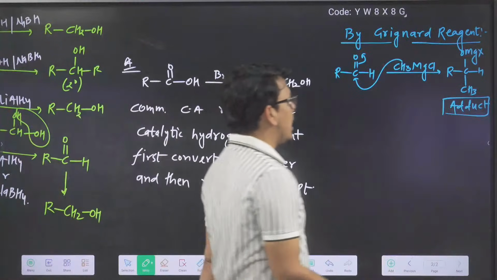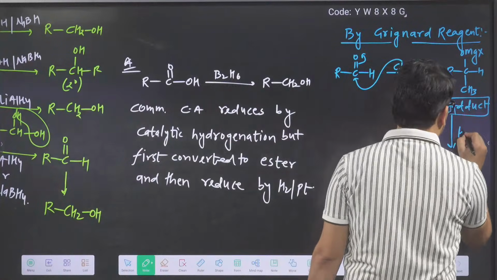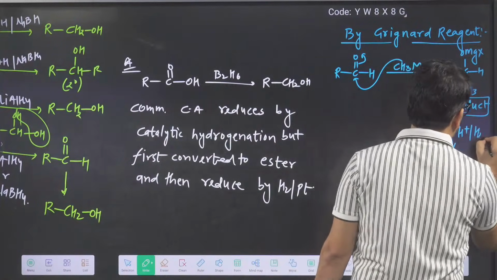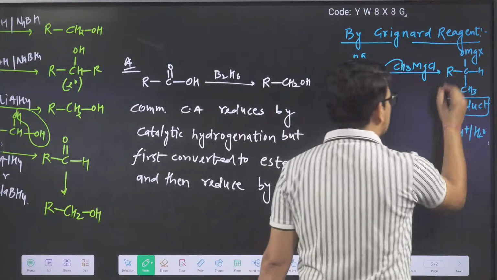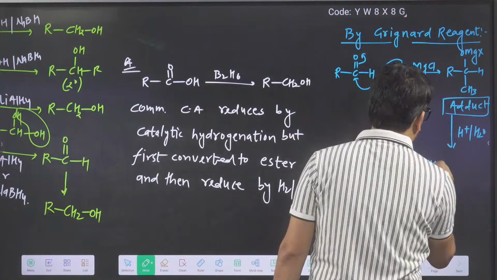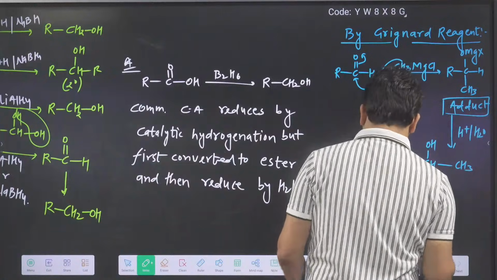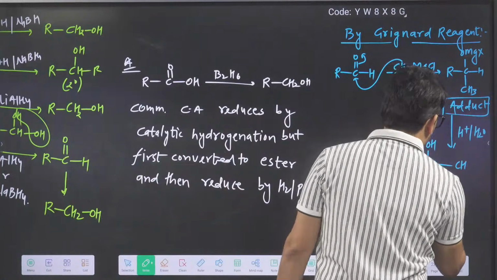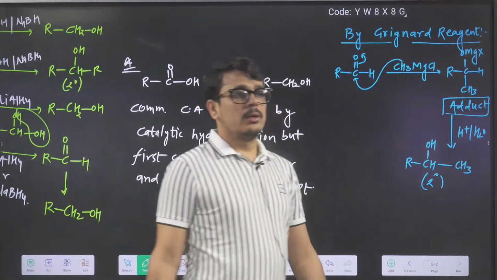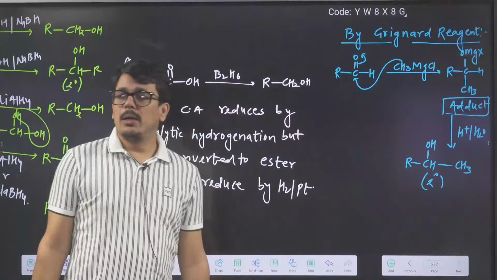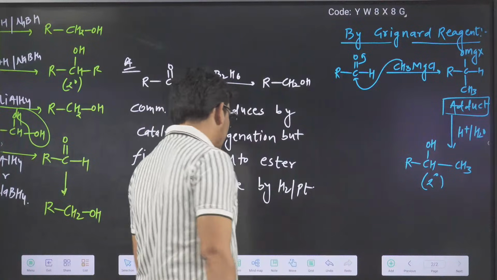Now this adduct undergoes hydrolysis, and directly this will convert to OH, and this will be CH3. So this becomes how much degree of alcohol here? 2 degree of alcohol.